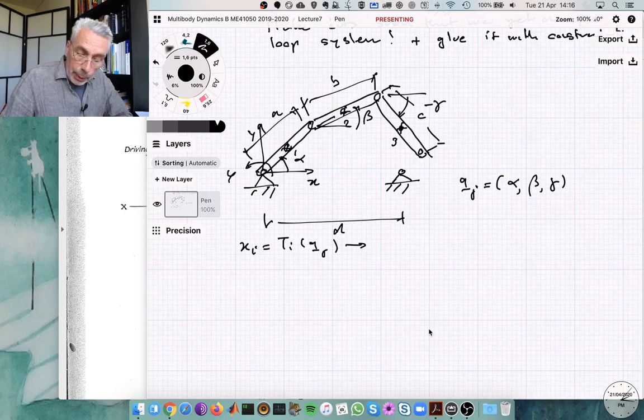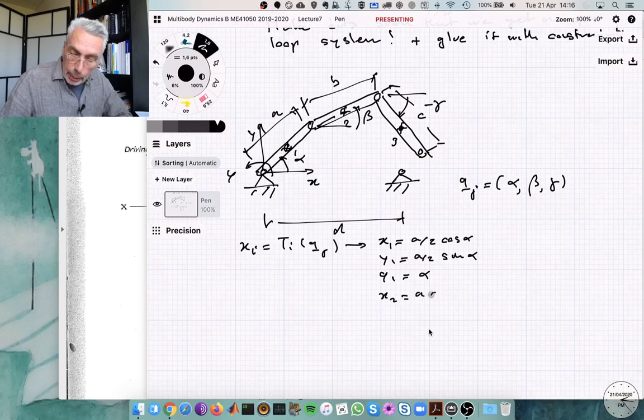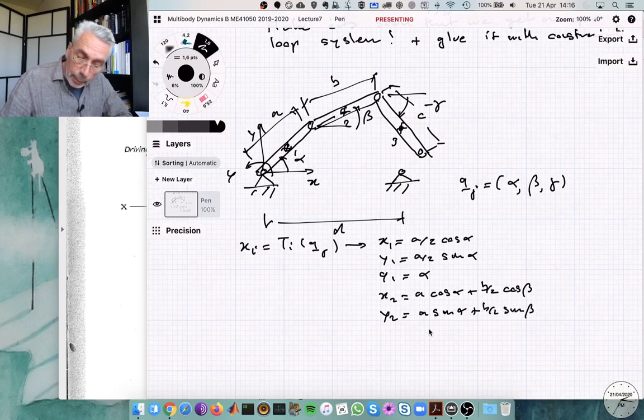So that becomes again x1 is a over 2 cosine alpha, right? And y1 is a over 2 sine alpha. And phi 1 is then alpha. But now x2 is a cosine alpha plus b over 2 cosine beta. y2 is a sine alpha plus b over 2 sine beta. And phi 2 is, well, in this case, just beta.